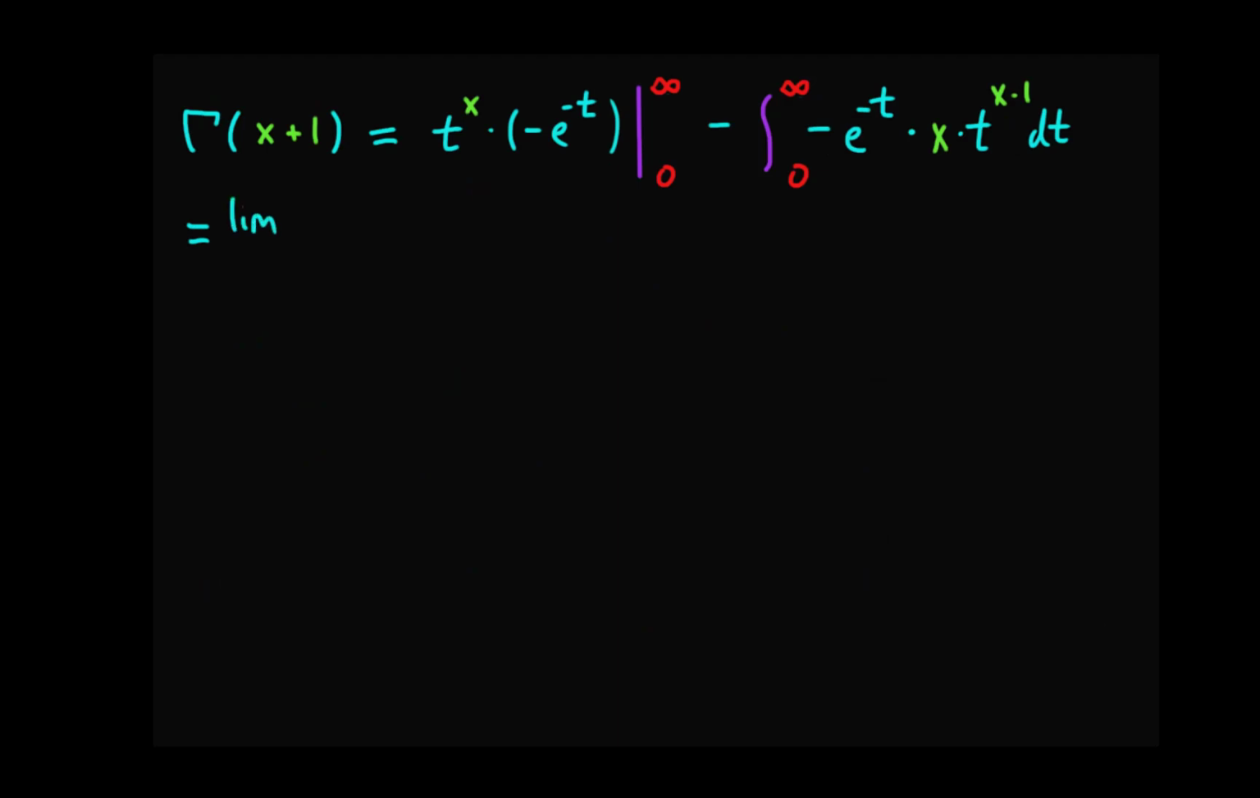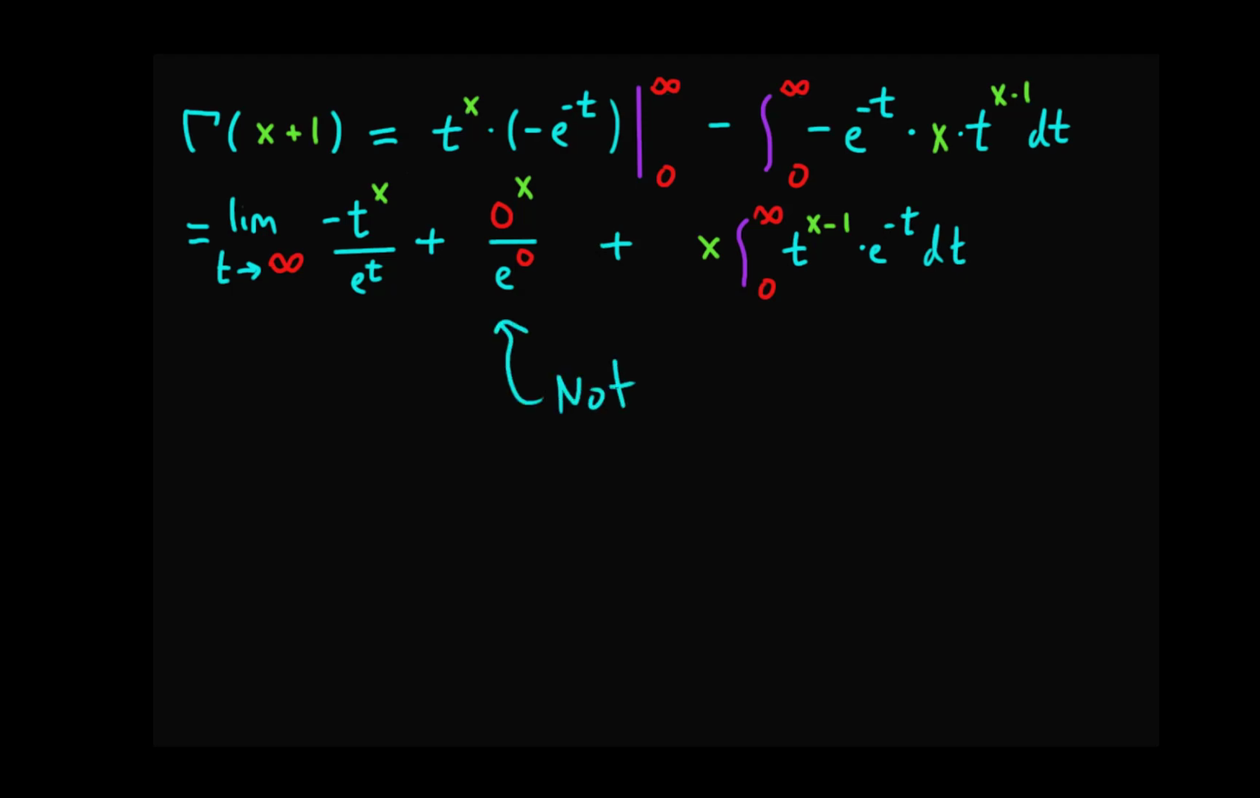So because one of our endpoints is infinity, we need to take the limit here. So this will be the limit as t approaches infinity of, bringing that negative sign in front, negative t to the x over e to the t, minus negative 0 to the x over e to the 0. So that double negative becomes a positive. And here I have minus negative x. I'm pulling that x out in front since it's just a constant, right? T is our variable that's being integrated. So minus x times the integral from infinity to 0 of t to the x minus 1 times e to the negative t dt. And that double negative becomes a positive.